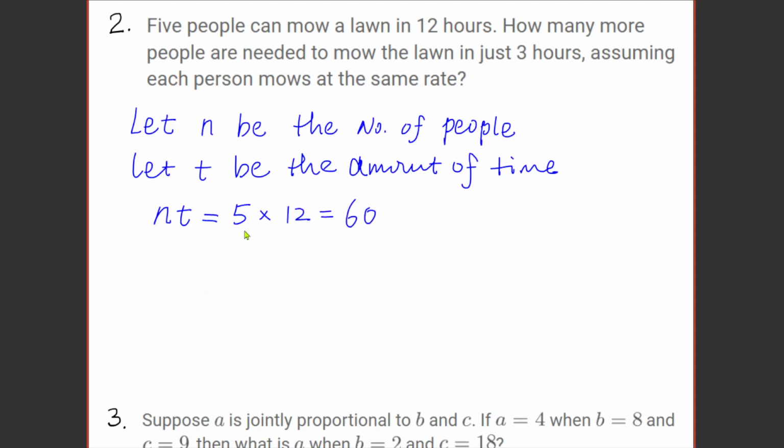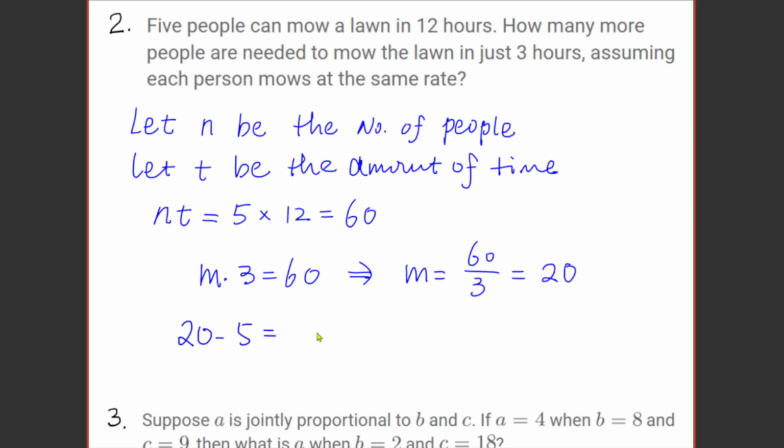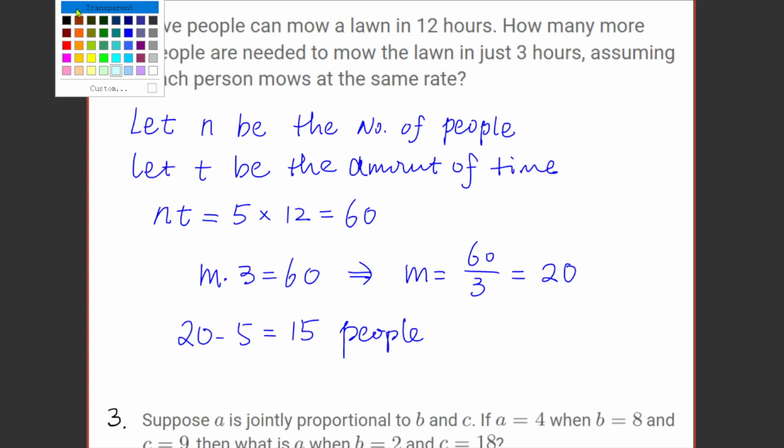And if M people can mow the lawn in 3 hours, then we must have M times 3 equals 60 as well. Therefore, we have M equals 60/3, which is 20, right? Therefore, we need to add 20 minus 5, which equals 15 people to the job. Any questions?